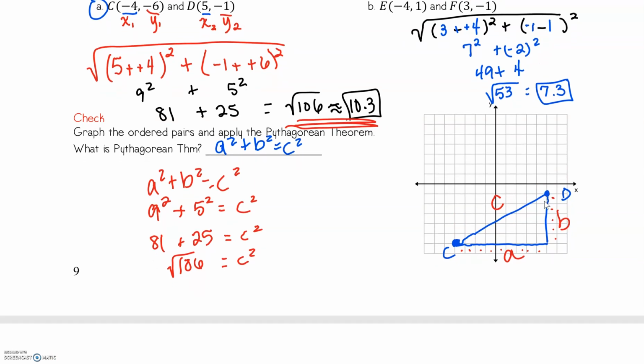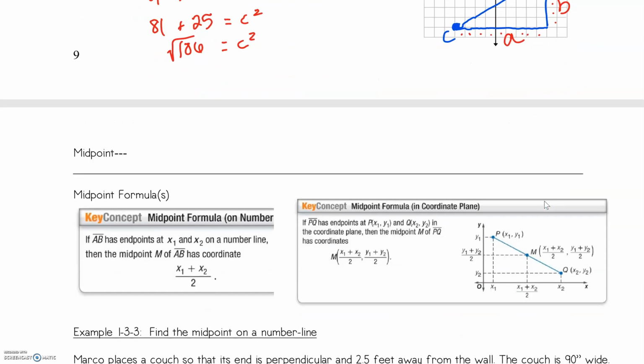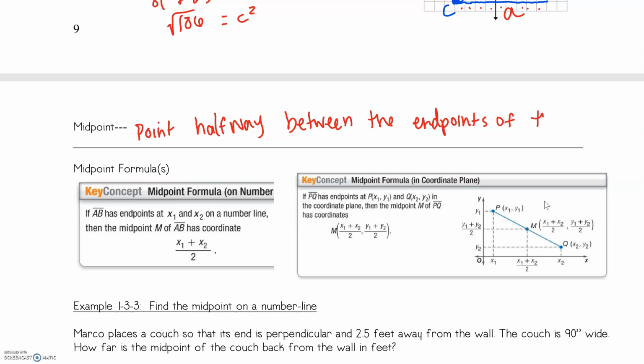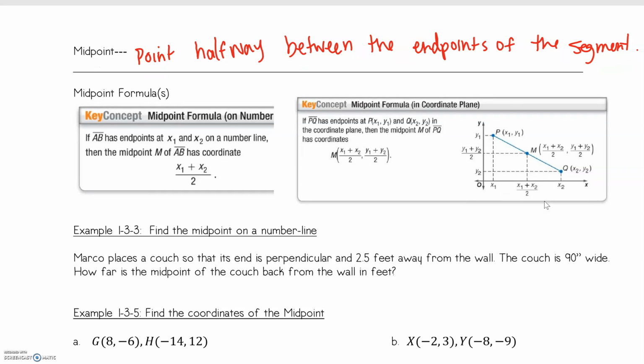So you could do it graphically if that makes a little more sense to you and you want to do it that way, go for it. All right, midpoint. Midpoint is the point halfway between the endpoints of the segment. So we want to basically add up our x's and divide by 2, add up our y's and divide by 2, and we'll find that middle point.